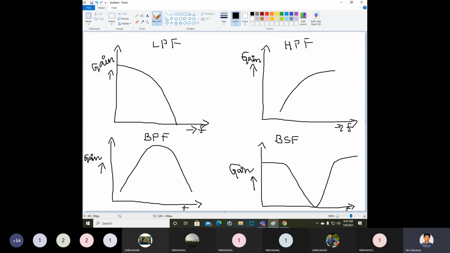See in this, for ideal case, we'll get it like this. This is for ideal. So this gain will get it from practical. This is for practical.